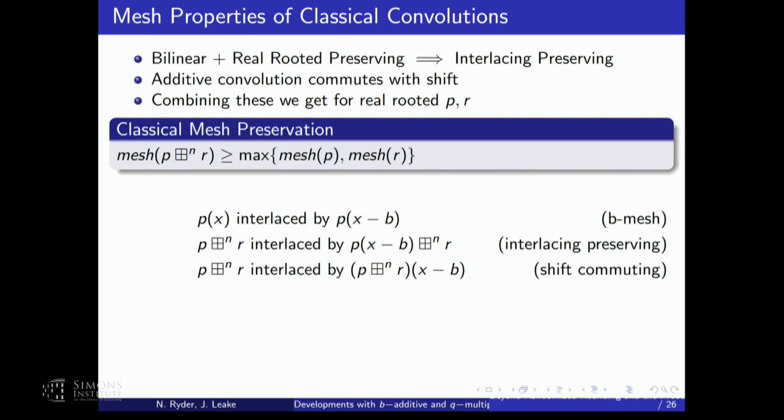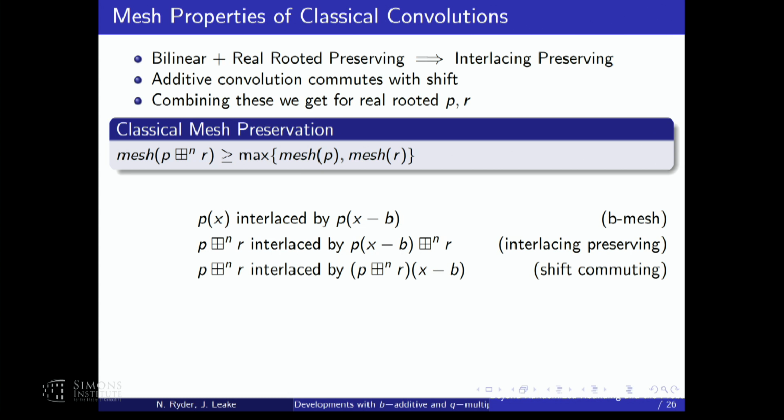And now I can commute my shift out of the operation from shift commuting of the additive convolution. And I see p convolve r is actually interlaced by p convolved r shifted. And therefore, p convolve r is itself a b-mesh polynomial. So we see the classical additive convolution preserves mesh. And this backs up the intuition that Jonathan was talking about. We have this intuition that the additive convolution is constantly spreading roots. And this is one way to quantify that. It says if you take any two polynomials and you additively convolve them, the minimal distance between them is the max of the minimal distances of your inputs. So you can never shrink roots in.